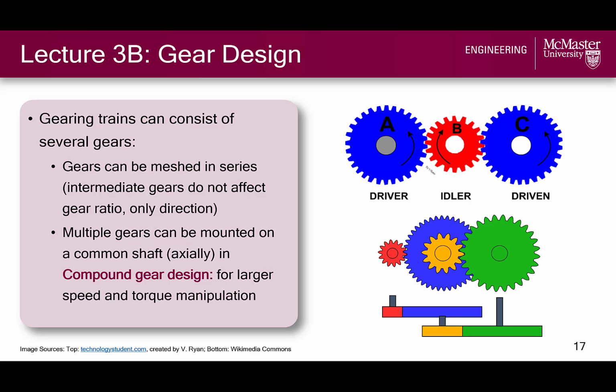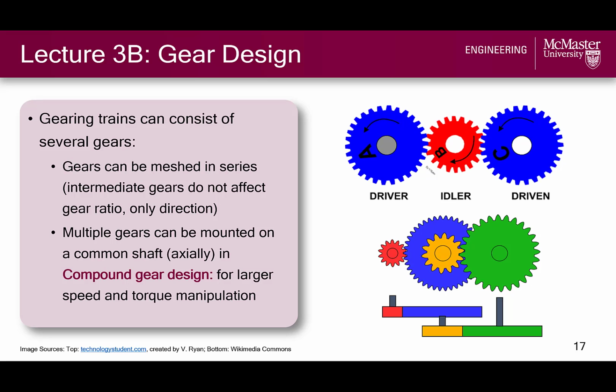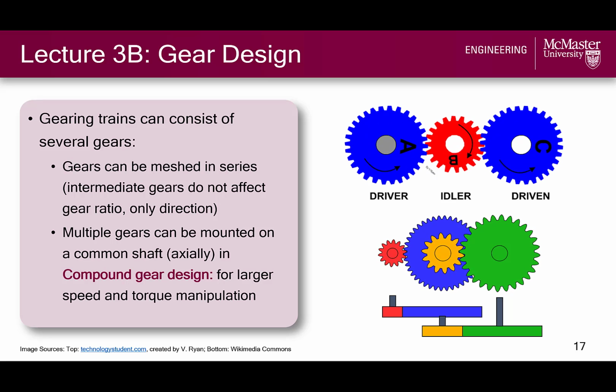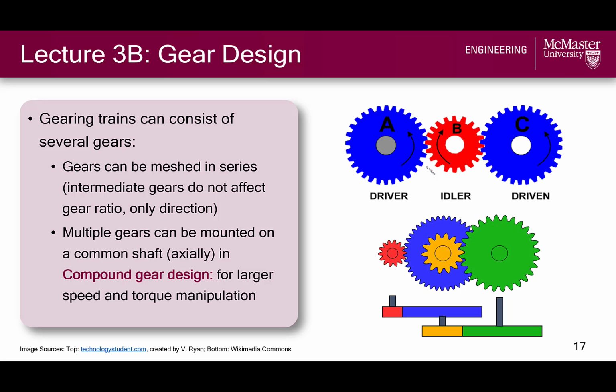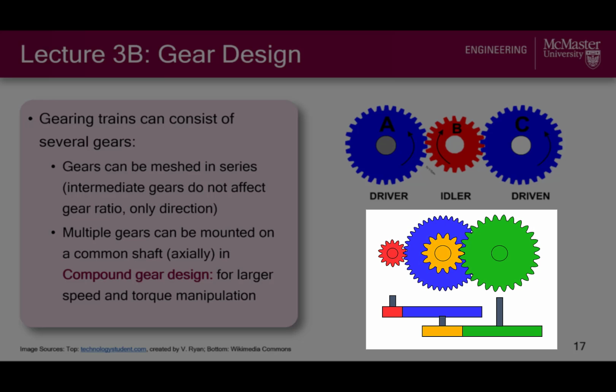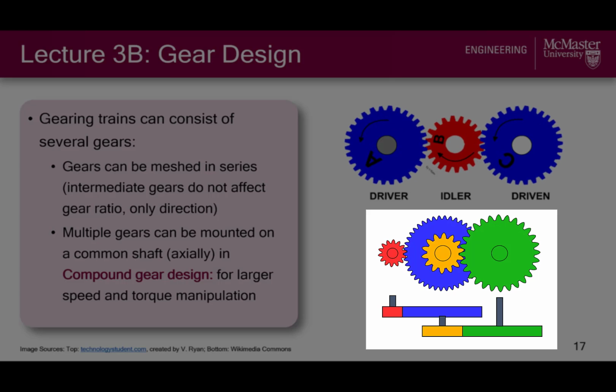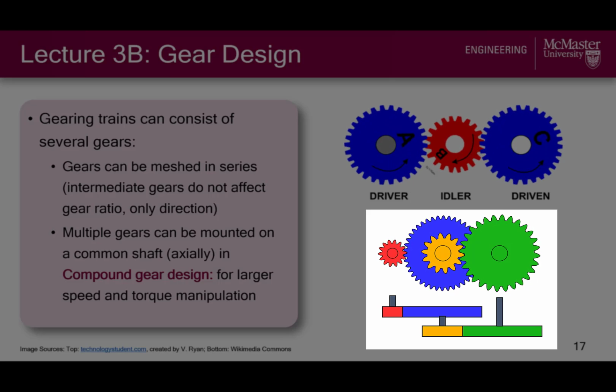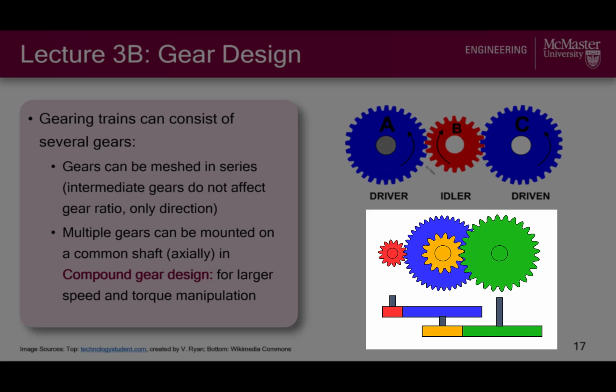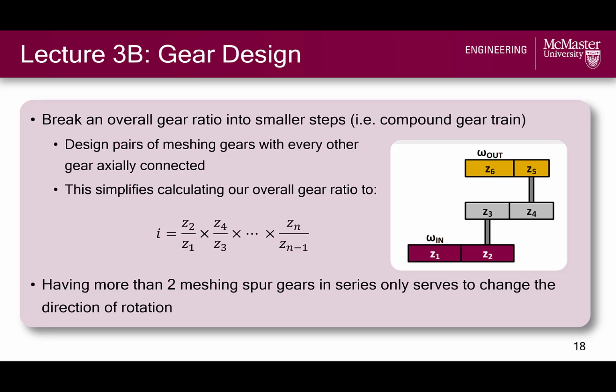We also looked at compound gear design, where multiple gears are mounted axially on a common shaft, with the output of one gear set connected axially with the input of the next, as shown in the bottom diagram, which allows for larger speed and torque manipulation in a gear train under set spatial constraints. With compound gear design, the overall gear ratio will be the product of all the individual gear set ratios, as shown on this slide, where the individual gear set ratios are written using the number of teeth.